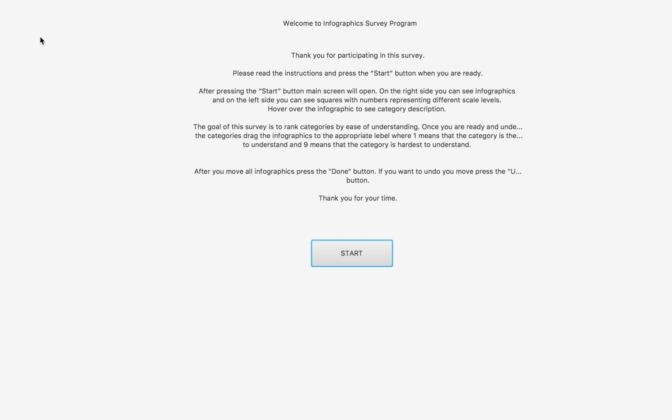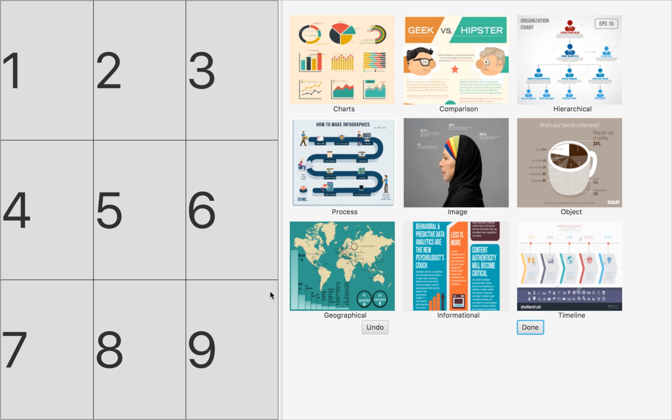The purpose of this application was to rank the infographics on the basis of ease of understanding. As we can see, this is the introduction screen, which shows the brief guide to perform the task. On pressing the start button, the page is redirected to the experiment, where again the screen is divided into 2 parts. On the left-hand side of the screen, we can see 9 boxes, which are the levels for the ease of understanding. 1 denotes that it's the easiest to understand, whereas 9 denotes it's the hardest to understand. This was appropriately communicated to our subjects before running the experiment.